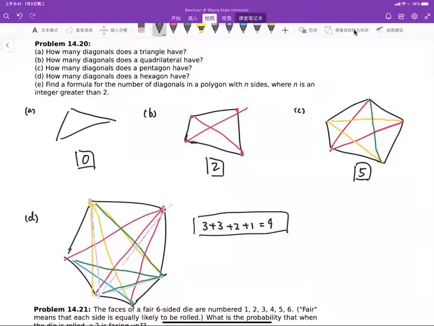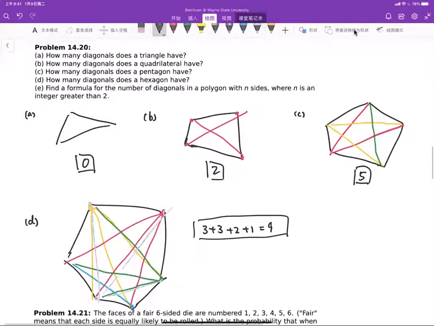All right, so now we want to conclude something from the 4 simple cases: 0, 2, 5, 9. Let's recall how we calculated them. For a triangle, there's no way to have a diagonal, so that means to have a diagonal, there must be 4 or more vertices.